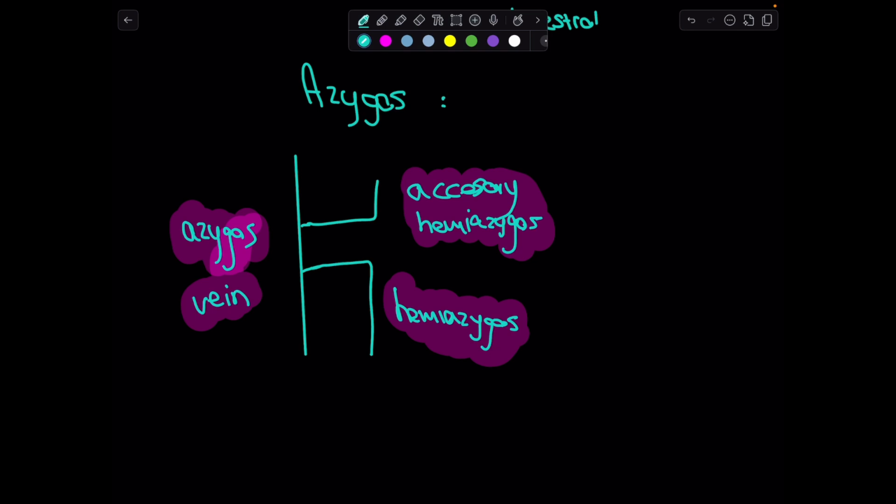So the hemiazygos is formed by the left subcostal vein and left ascending lumbar vein.